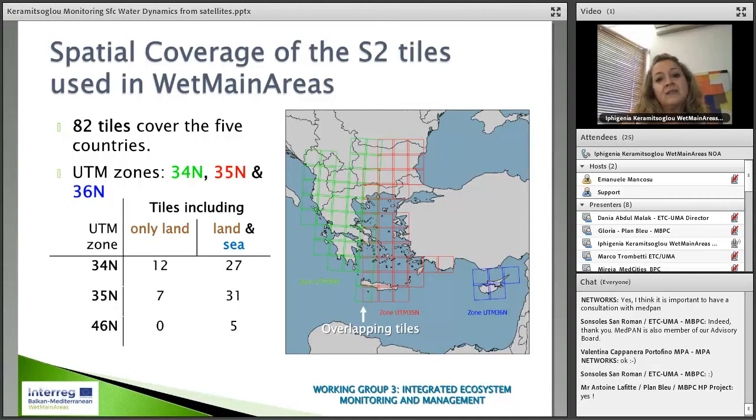The data comes in tiles, and we have used 82 of these tiles. You can see them here in the three geographical zones. I'm not going to go into detail, but as you can see, we have tiles where the whole tile is inland, or tiles that are mixed sea and land.